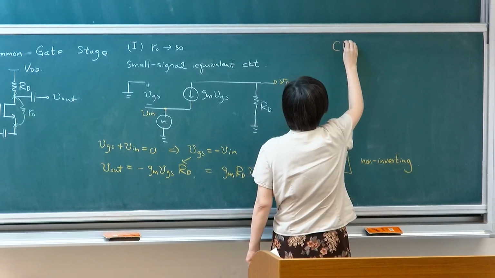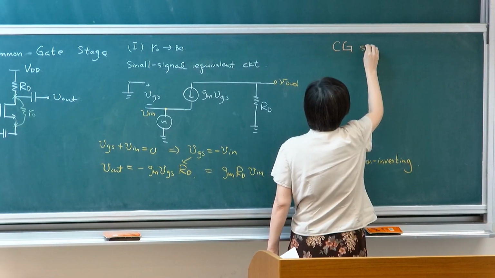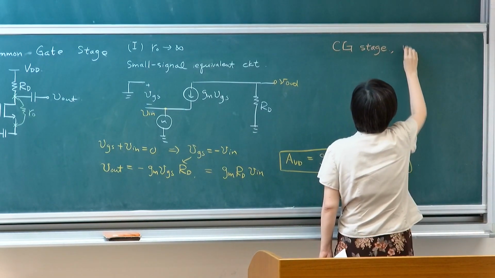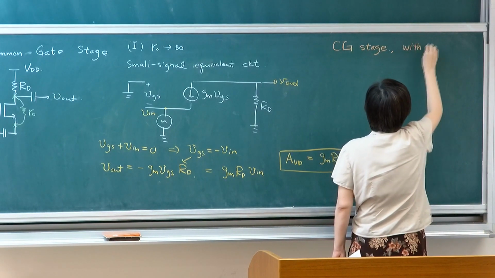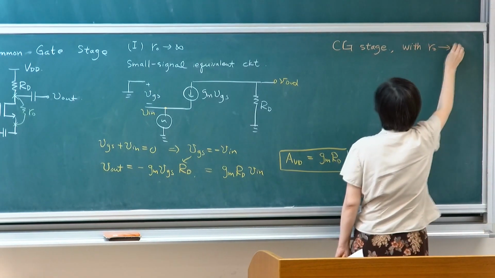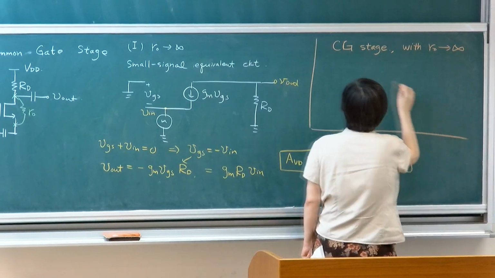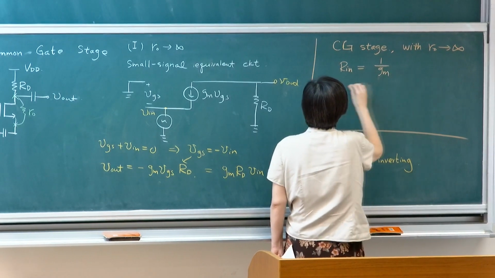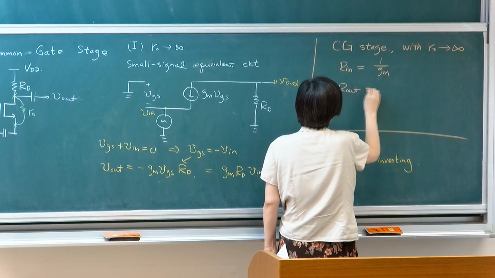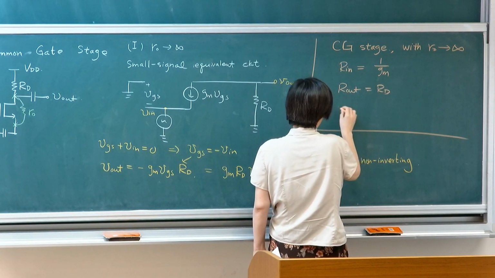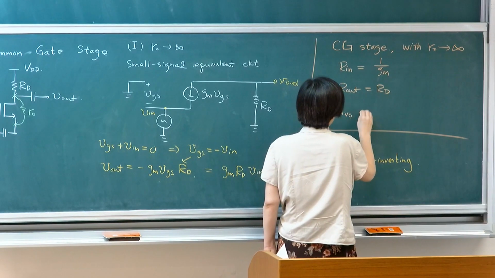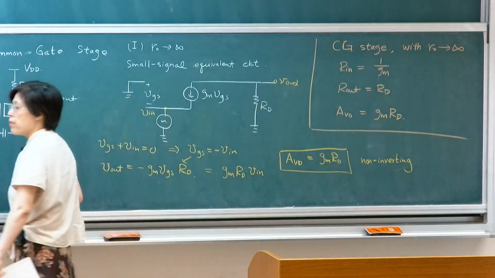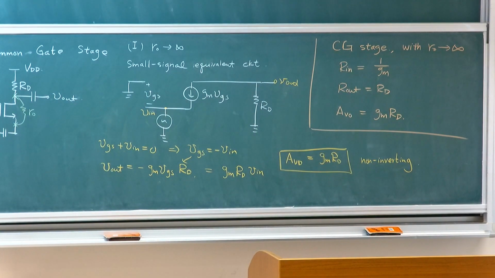So for a common gate stage, with RO infinite, you get input resistance 1 over Gm, output resistance approximately RD, and a voltage gain, non-inverting, once again, Gm RD. If you're using a voltage amplifier, two-pole model, that's the key characteristic.